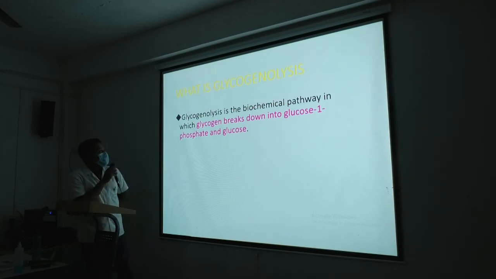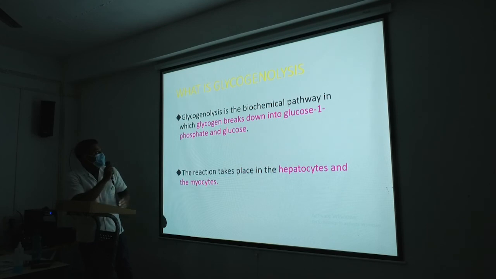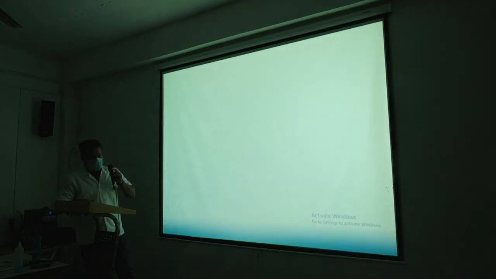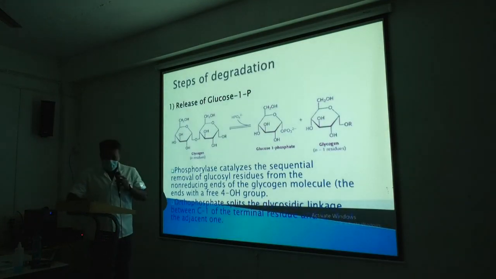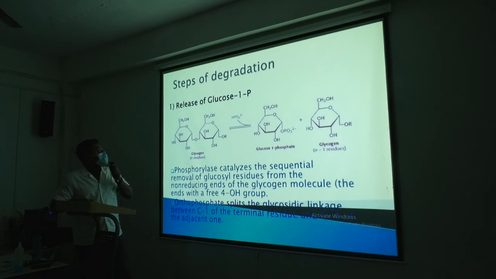So today I will discuss glycogenolysis. Glycogenolysis is a biochemical pathway in which glycogen breaks down into glucose 1-phosphate and glucose. The reaction takes place in the hepatocytes and myocyte cells. The next slide is steps of degradation.